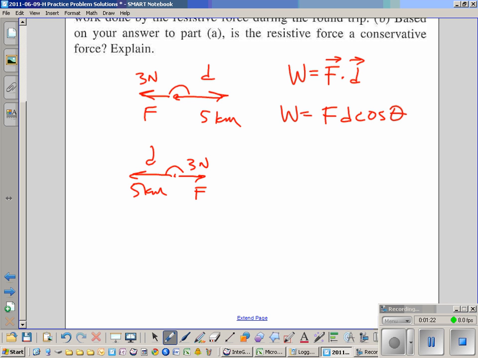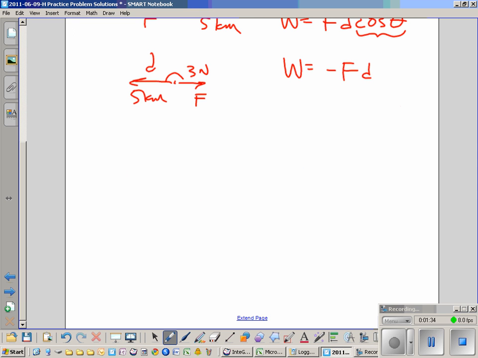So you can see that in each case, the work done by the resistive force is just going to be negative, because work is equal to negative F D, since cosine of 180 is negative 1. In each case it's the same each way, so we don't need to calculate it twice. We could just say it's negative 2 times the force times the distance.